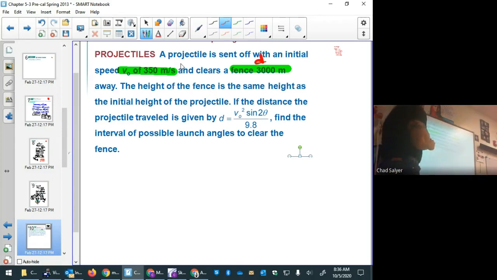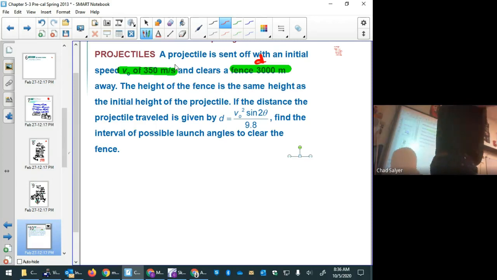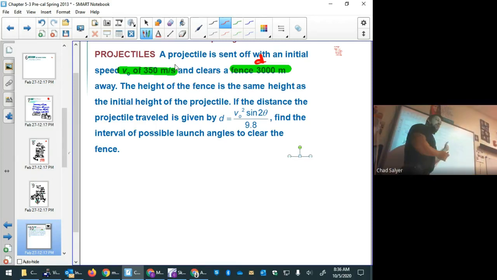The height of the fence is the same as the initial height of the projectile, so we can just consider both of those values. If it's given by this formula, find the interval of possible launch angles to make this happen. So this is like an artillery question. Soldiers on the field, when they're firing an artillery weapon, use formulas just like this. In fact, this exact formula in some cases to calculate the angle of fire.